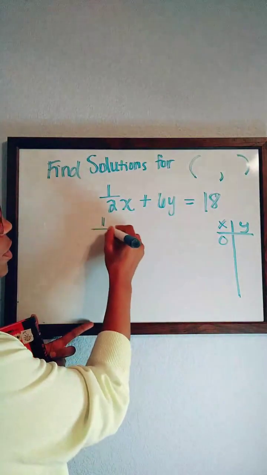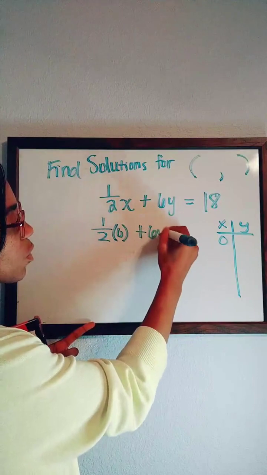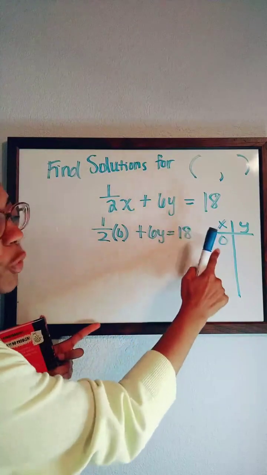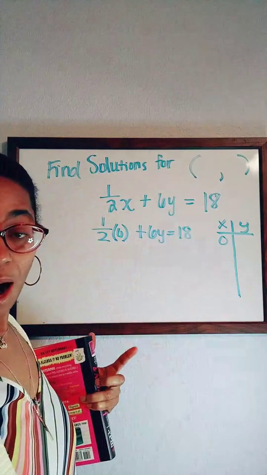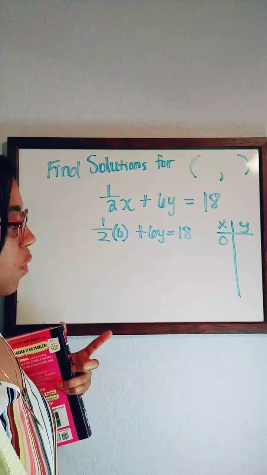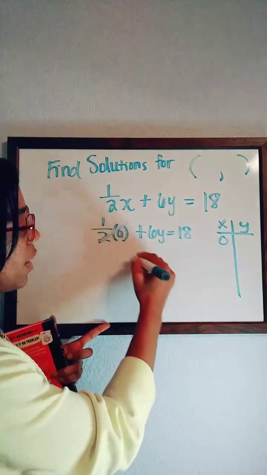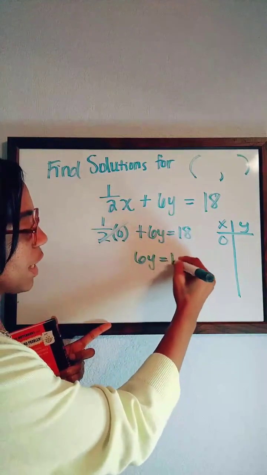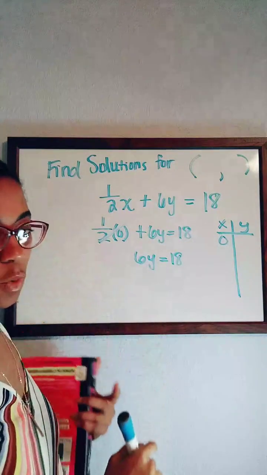So I'm going to go ahead and substitute in a 0 for my x coordinate, plus 6y is equal to 18. Whenever you do that, now you're left with one variable, and I can solve for y. We know anything times 0 is 0, so I'm just going to write 6y is equal to 18. My last step to separate the 6 and the y is going to be what?